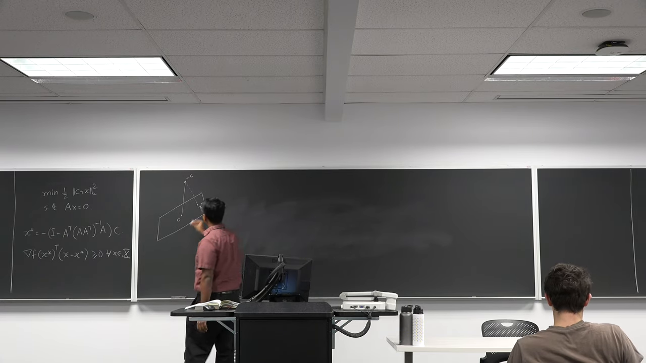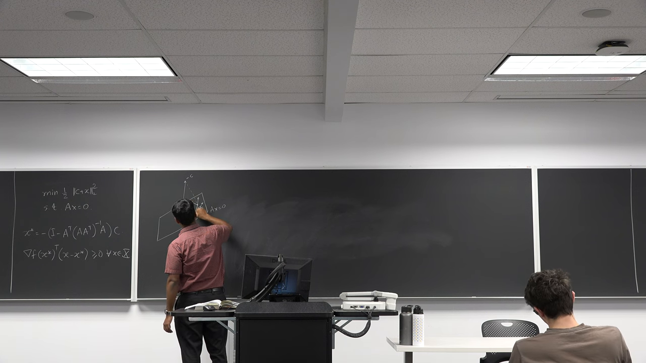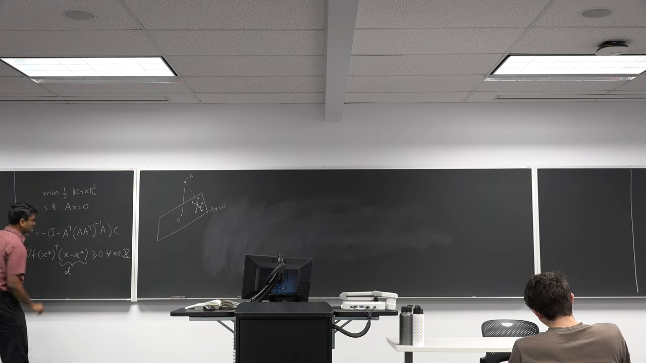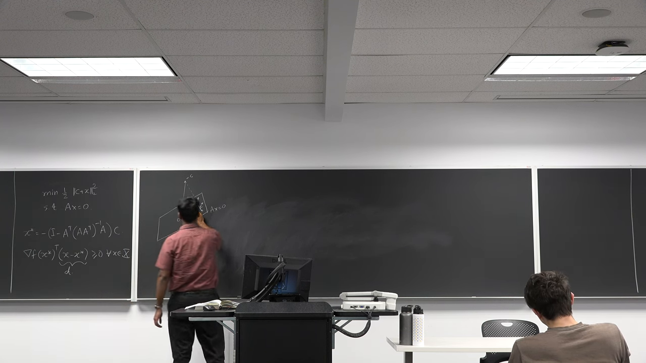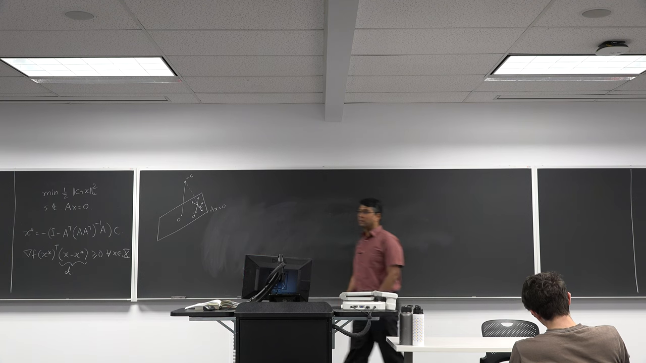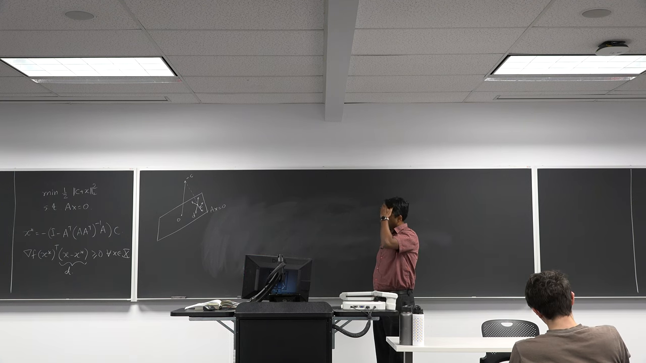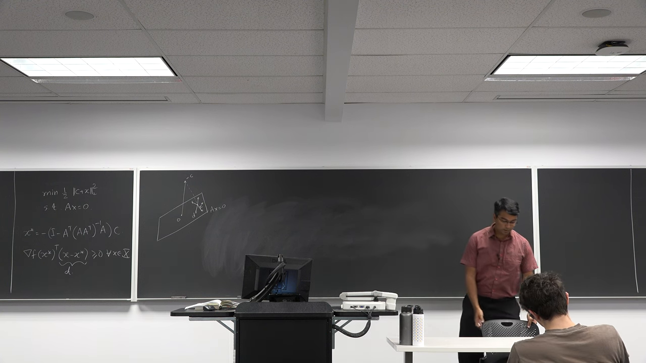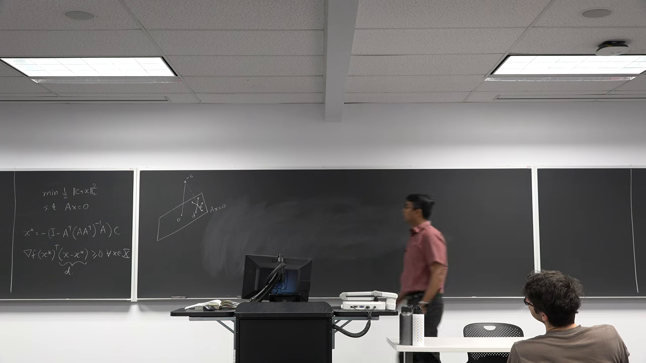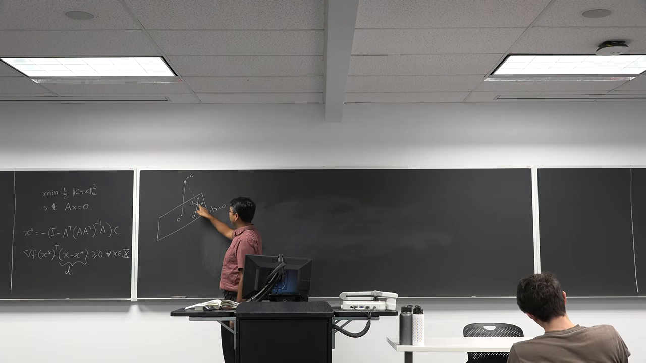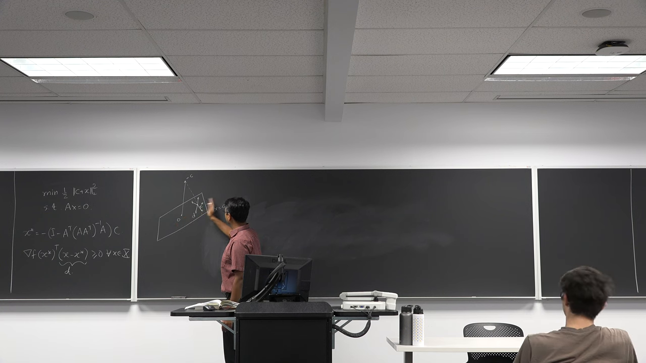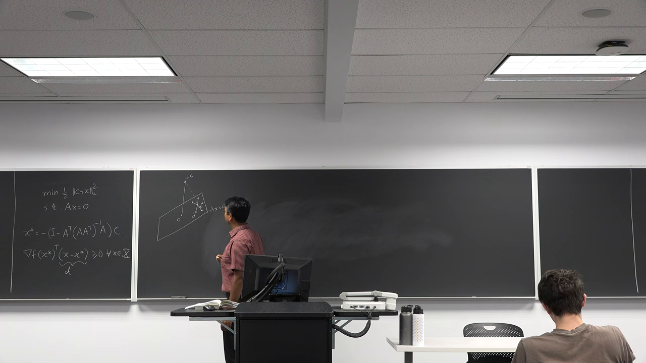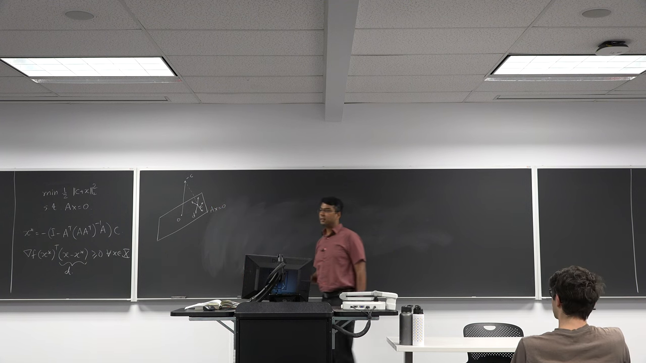So I need to look at all these directions d. Okay, so I'm going to call this d. This is where we stopped in the previous lecture. So let's continue. So I'm standing at x star, I'm looking at this entire plane, Ax equals 0. So I have the directions d going in all the directions on this plane. I want to figure out what exactly does this d satisfy.